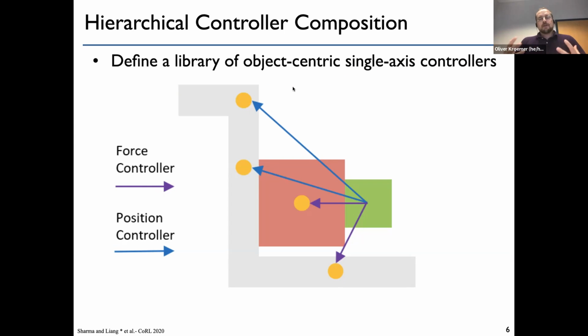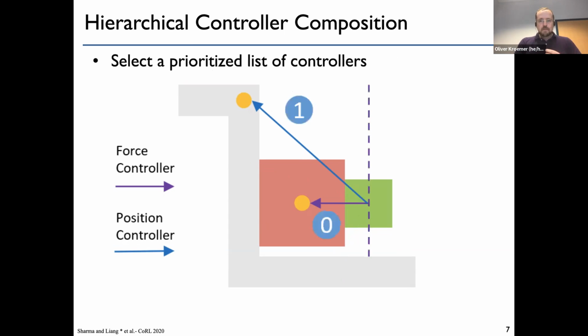Now, the way that we can combine different controllers is using a hierarchical control. So effectively, we can have the robot learn to not choose individual actions, but choose a prioritized list of different controllers. So in this case, the highest priority is this force controller, which will make sure we keep good contact.